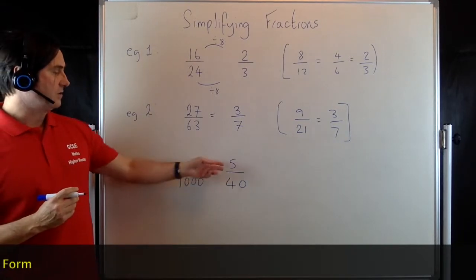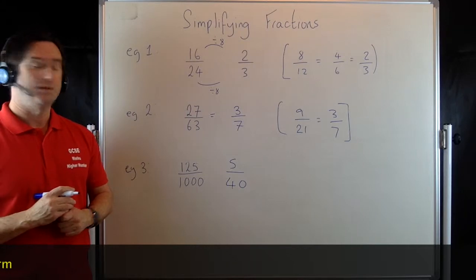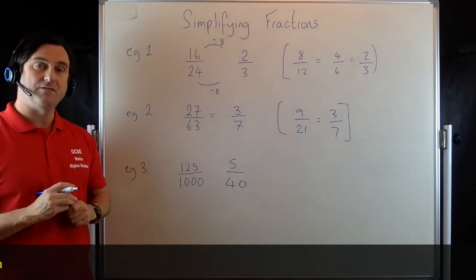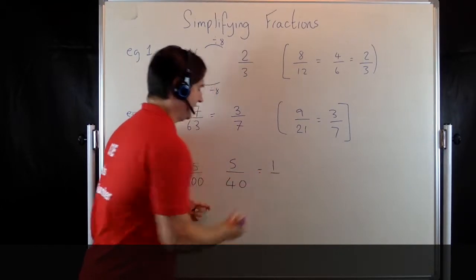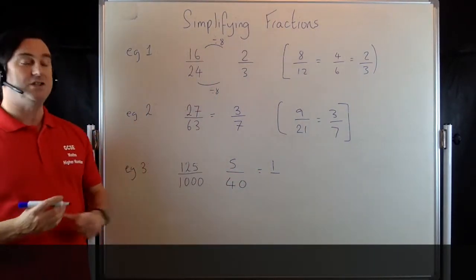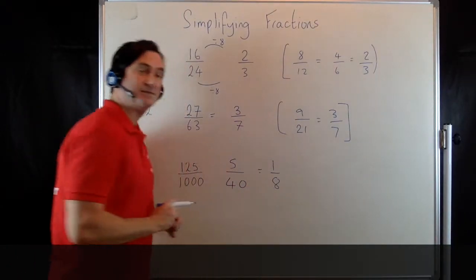But now, of course, I can see that 5 is a factor of both. So I can divide both by 5. 5 divided by 5 gives me 1, and 40 divided by 5 gives me 8.